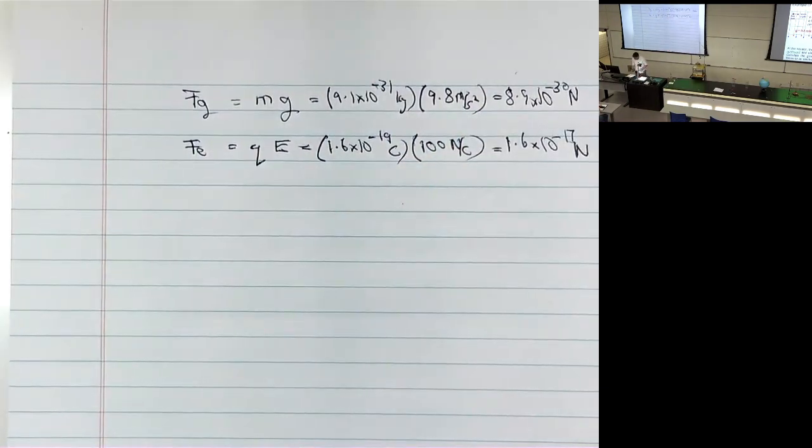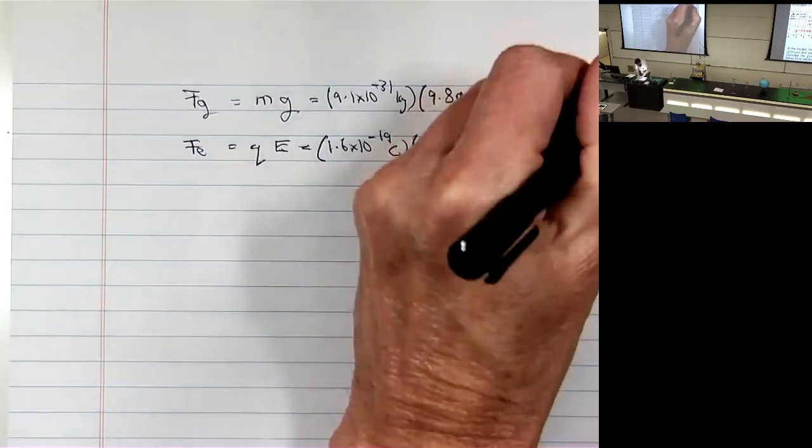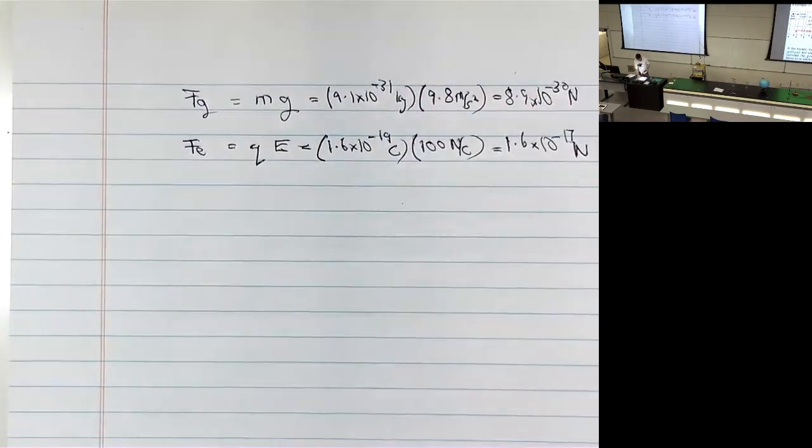Which direction is that going to be? The electrical field is downwards. If it was a positive particle, then the force would be downwards. But because the electron is negative, it's in the opposite direction, so this force is upwards.